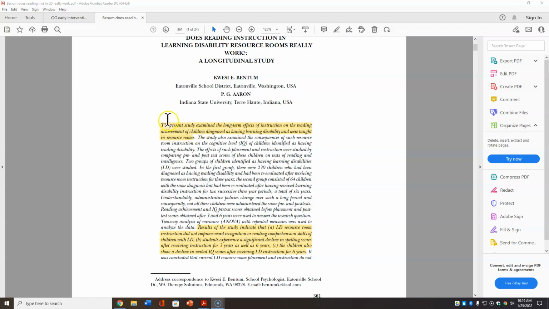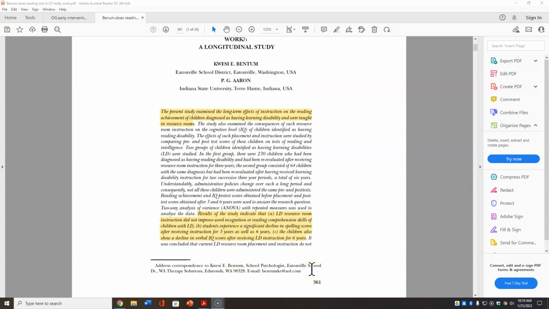Very important. The present study examined the long-term effects of instruction on reading achievement of children diagnosed as having learning disabilities and were taught in resource rooms. Okay, resource rooms. That's interesting. I'll come back to this a little bit later. Let's see what the results were.